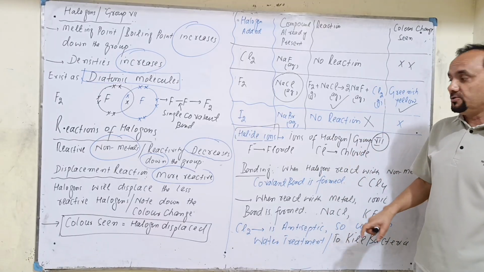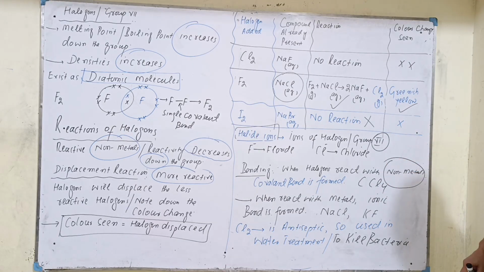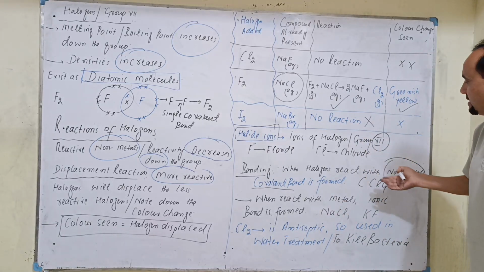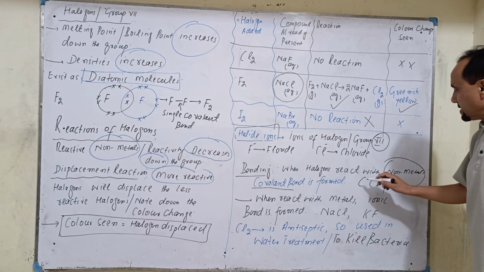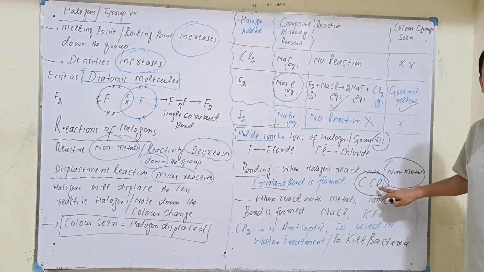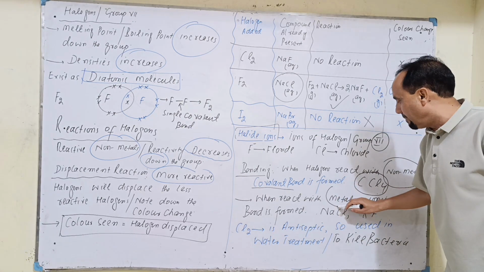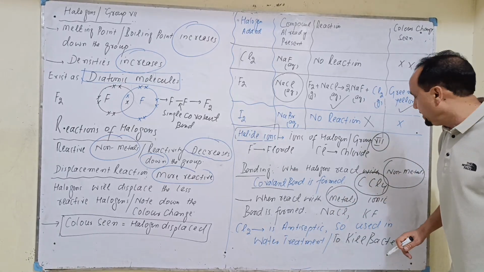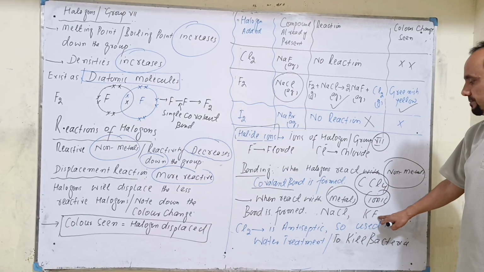Now bonding in halogens. When halogens react with non-metals, keep in mind, the bond will be covalent because they are also non-metals, and the bond between non-metal and non-metal is always covalent. For example, carbon tetrachloride. Carbon is also a non-metal, chlorine is also a non-metal, so the bond should be covalent. When they react with metals, for example, group 1 metal, group 2 metal, the bond will be ionic. For example, sodium chloride, potassium chloride.